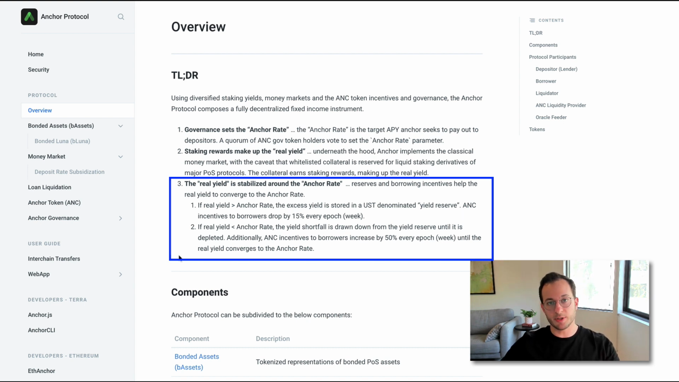Now, if the real yield, which is the proof of stake yield, is lower than the governance set Anchor rate, the shortfall is initially drawn from the yield reserve until it is depleted. In addition, if the yield is still too low, the Anchor Protocol releases more of that ANC token to incentivize borrowers to basically borrow more capital.